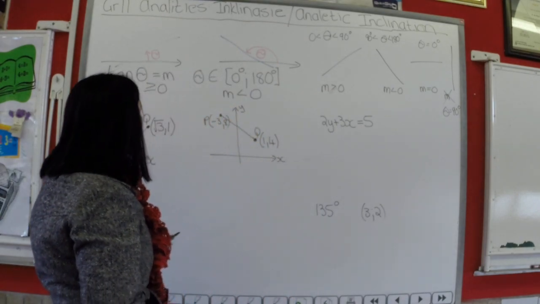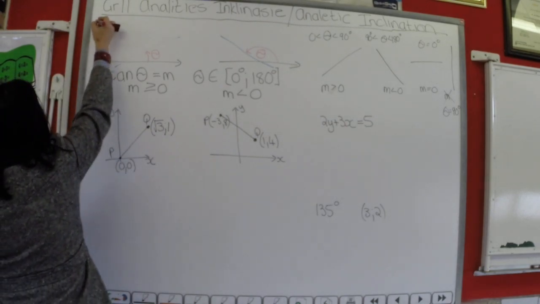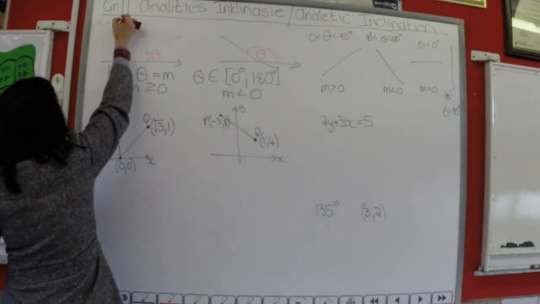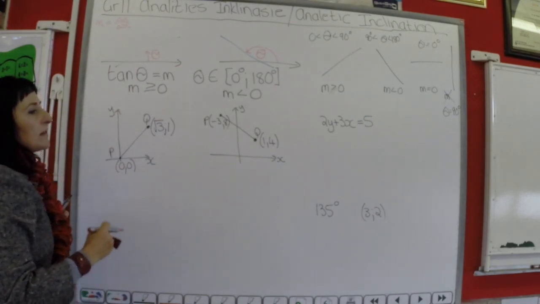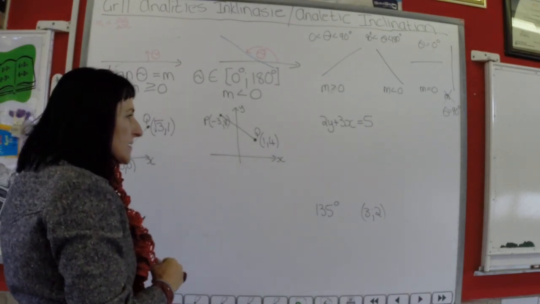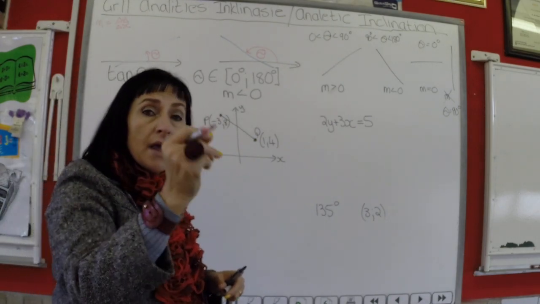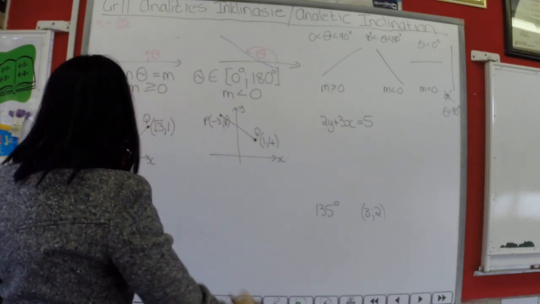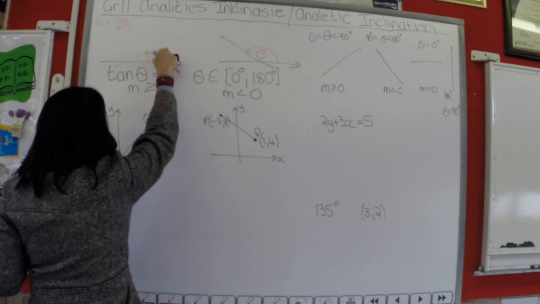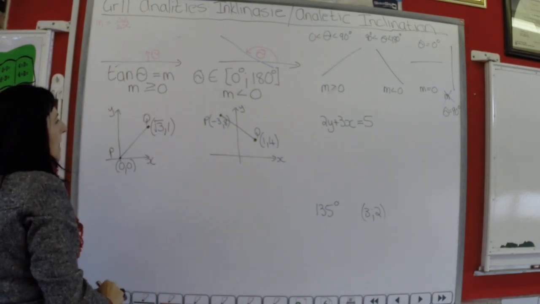Hoekom kry ek die gradiënt van die lyn? Want 'n gradiënt is die verandering van y op die verandering in x. The gradient is the difference in y on the difference in x. And in trigonometry, y on x is the tangent function. So die tan van die inklinasiehoek gee die gradiënt van daai blou lyn.